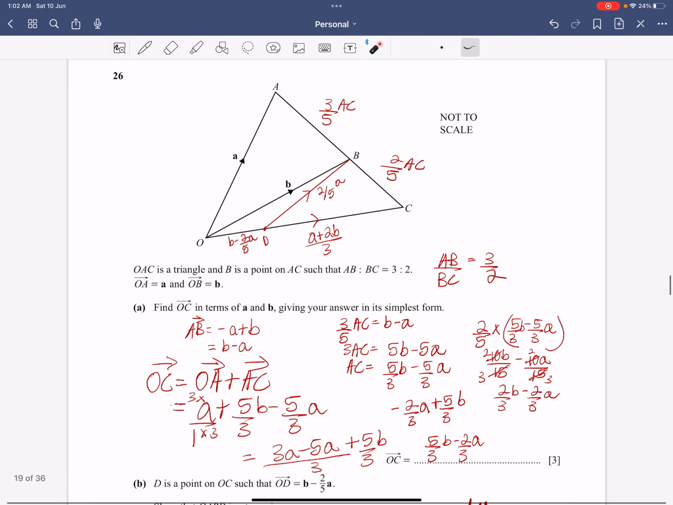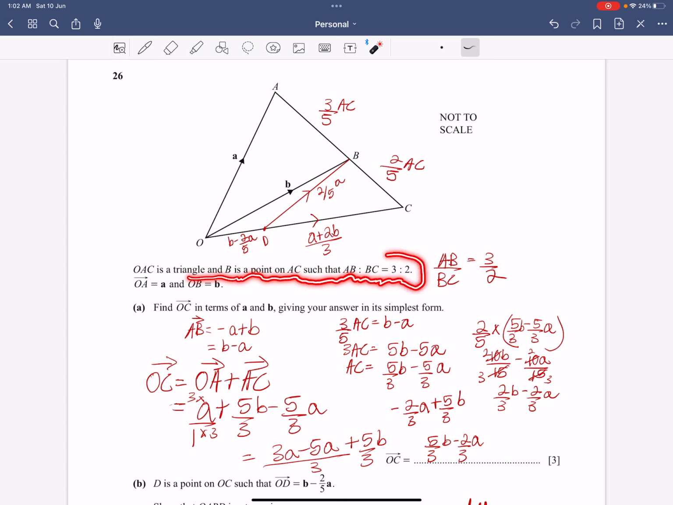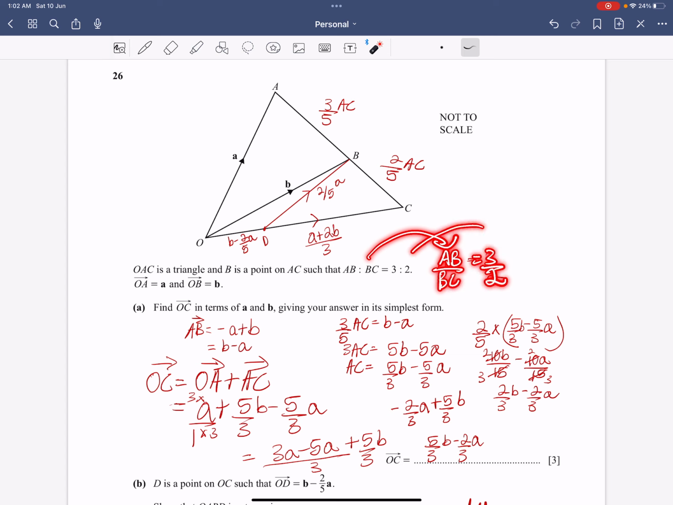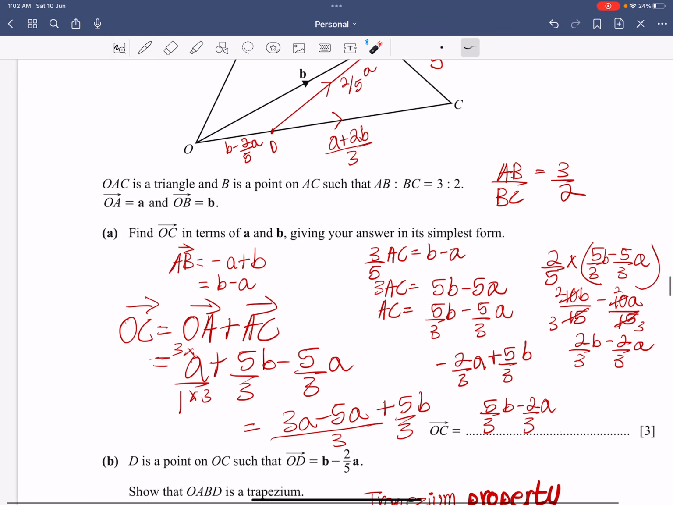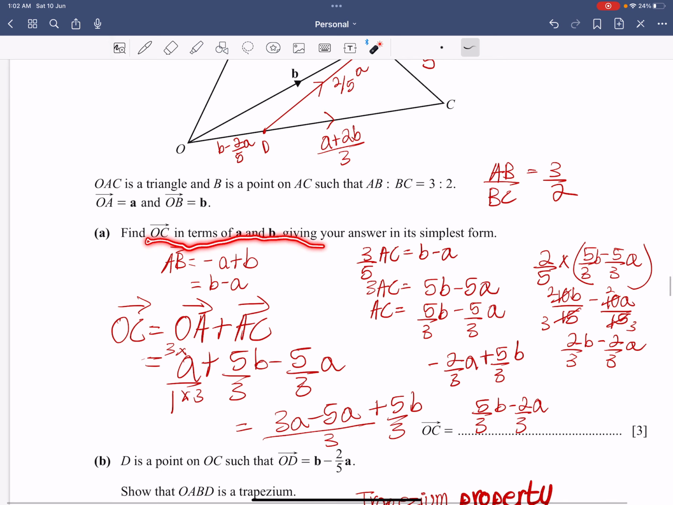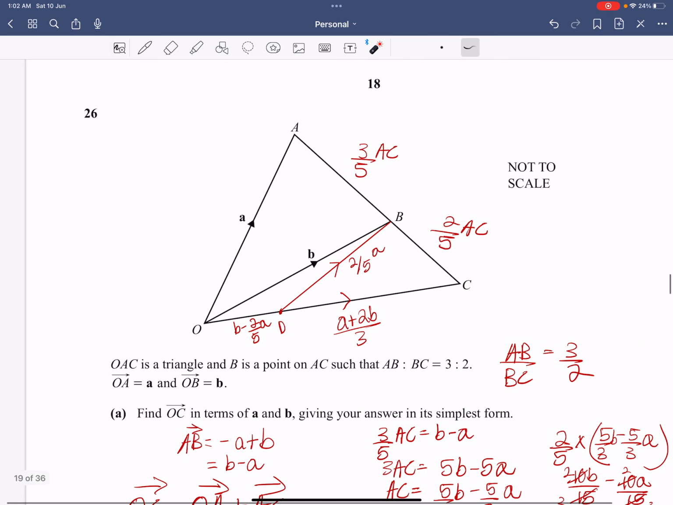Now the next question, question 26, a good question of vectors. OAC is a triangle. B is a point on AC such that AB is to BC is 3:2. What I recommend is to first write the ratio as AB upon BC is 3/2, so that comprehension is a little bit easier for you. Find OC in terms of a and b, giving your answer in its simplest form. So you need to find OC.